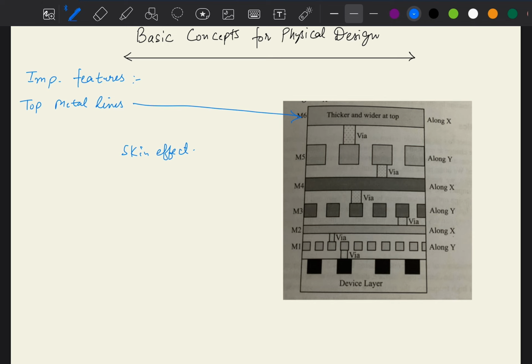So we have seen the uses of top interconnect. One is for the power delivery network, another is global interconnect, and third is for clock lines.